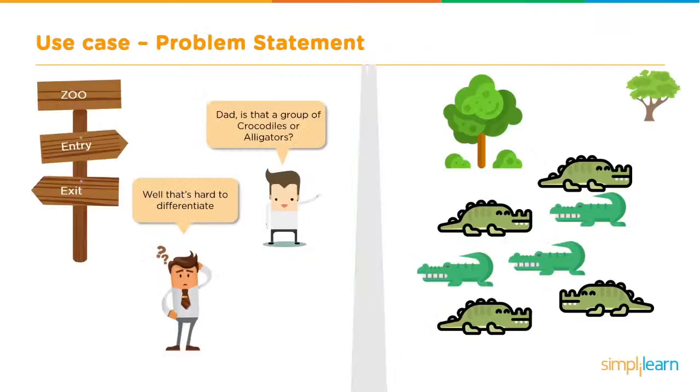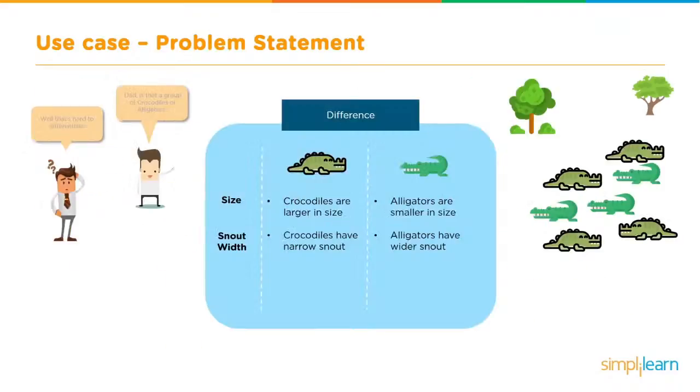Now, we did promise you a use case study where we're actually going to dive into some Python programming. So we're going to go into a problem statement and start off with the zoo. In the zoo example, we have family members going to the zoo and the young child asks, "Dad, is that a group of crocodiles or alligators?" Well, that's hard to differentiate. Zoos are a great place to start looking at science and understanding how things work, especially as a young child. So the parents sit here thinking, what is the difference between a crocodile and an alligator? Well, one, crocodiles are larger in size, alligators are smaller. Snout width: crocodiles have a narrow snout and alligators have a wider snout.